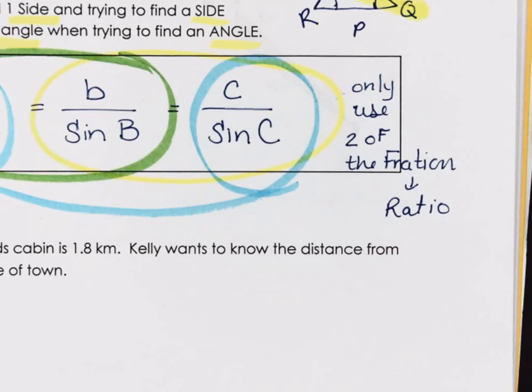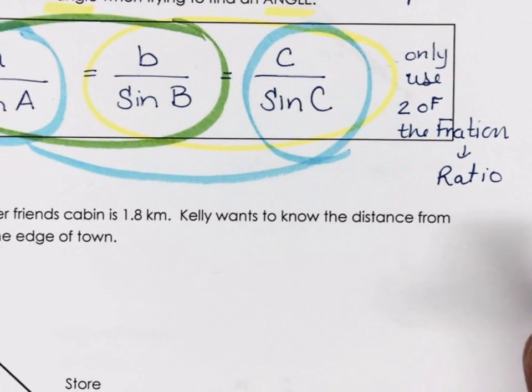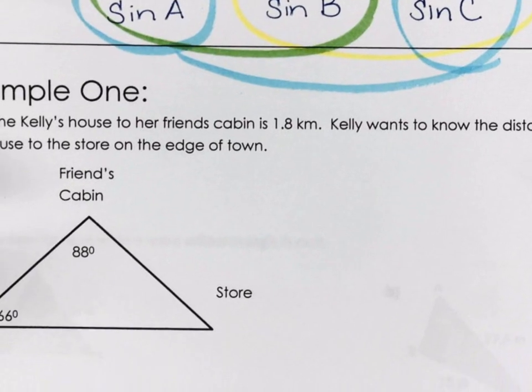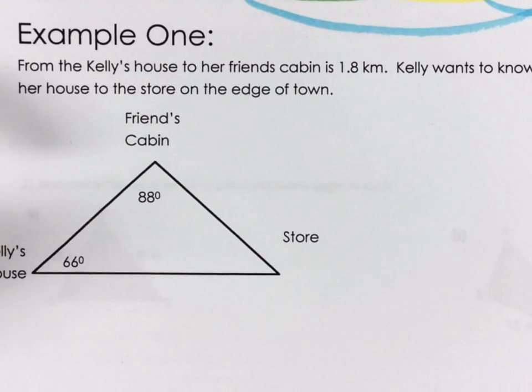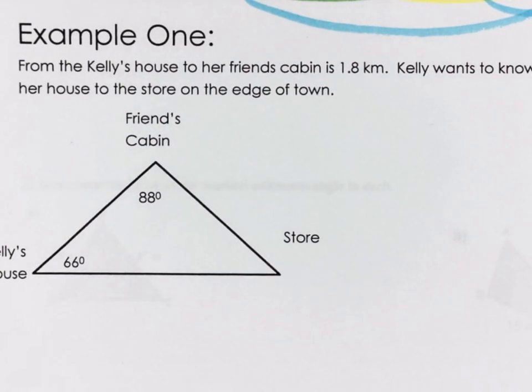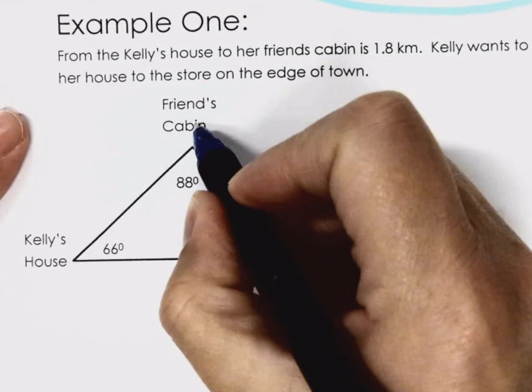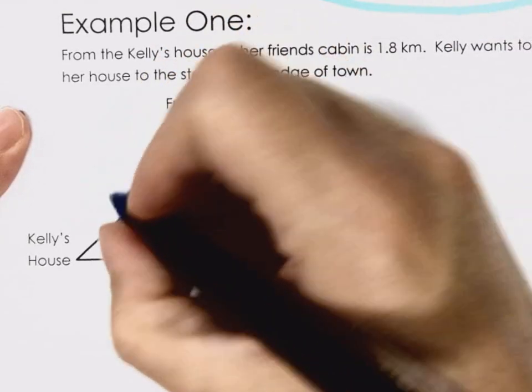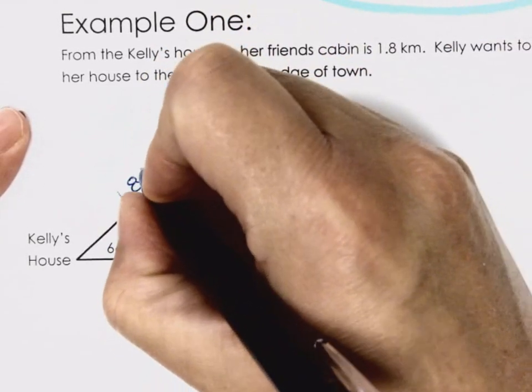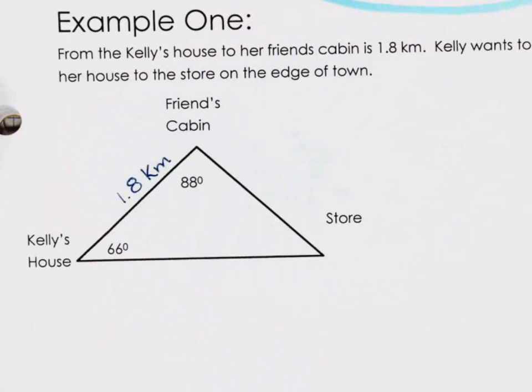Because the more I do it, and the more consistent I am with how I set it up, the more likely I am to put that into my muscle memory, into my brain, and it will just come naturally. Okay, so example 1. From Kelly's house to her friend's house is 1.8 kilometers. So I'm going to put that on the map. Kelly's house to her friend's cabin is 1.8 kilometers.